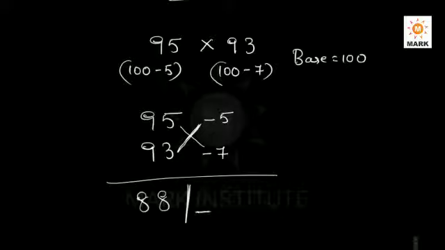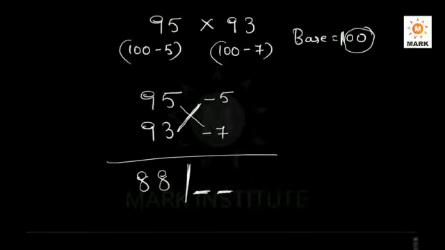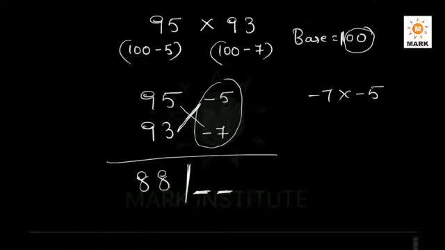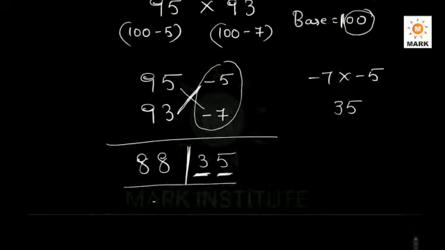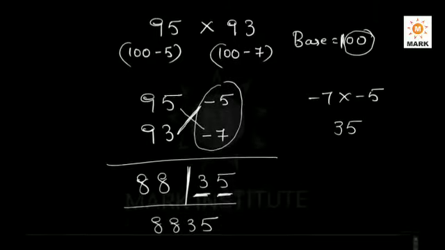Now this part is very crucial. Friends, the number of digits in the second part should be equal to the number of zeros in your base. How many zeros are there in the base 100? 2 zeros. So you have to write two digits. Minus 7 into minus 5, how much will it give you? 35. So the answer is 8835, which is the product of 95 into 93.